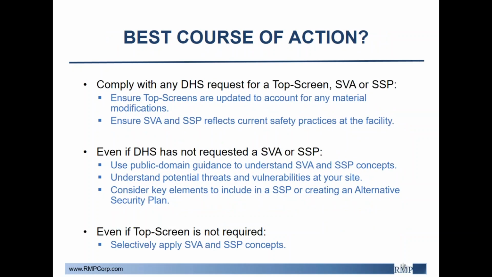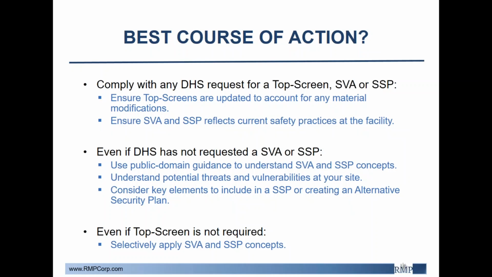So from RMP's point of view, what is your best course of action? First, comply with DHS if they request a top screen, SVA, or SSP. And make sure that your top screens are up to date if you have made any material modifications, and make sure that generally you're using safe SVA and SSP practices, and those reflect what's currently going on at your facility.